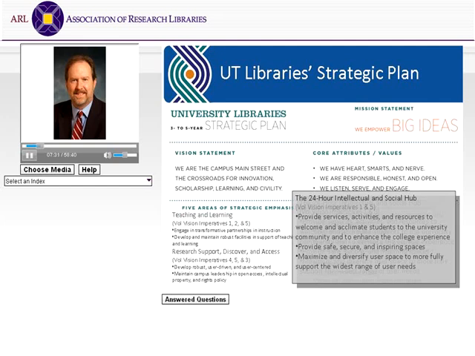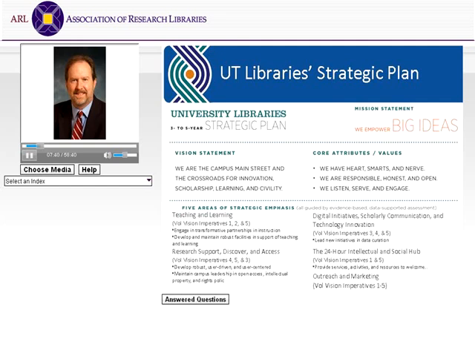Also, in our new strategic plan, if you look more closely, I think it shows a little better on the next slide. Beneath each of the headings for the five areas, we explicitly tie that area to one of the Vol Vision imperatives, one of the points of the university strategic plan. So our faculty, staff, our administration can look at the strategic plan and see at least how we feel that connects to the university strategic plan.